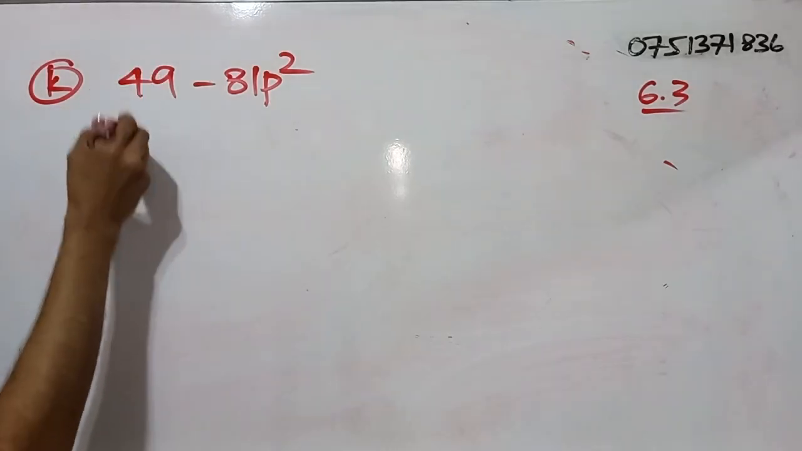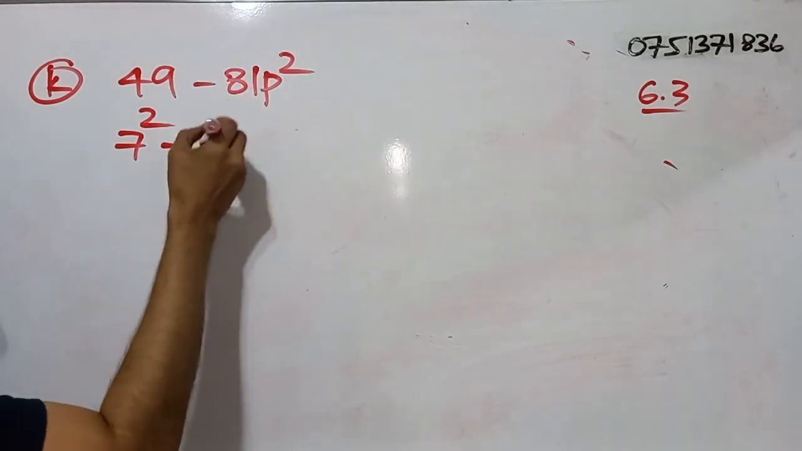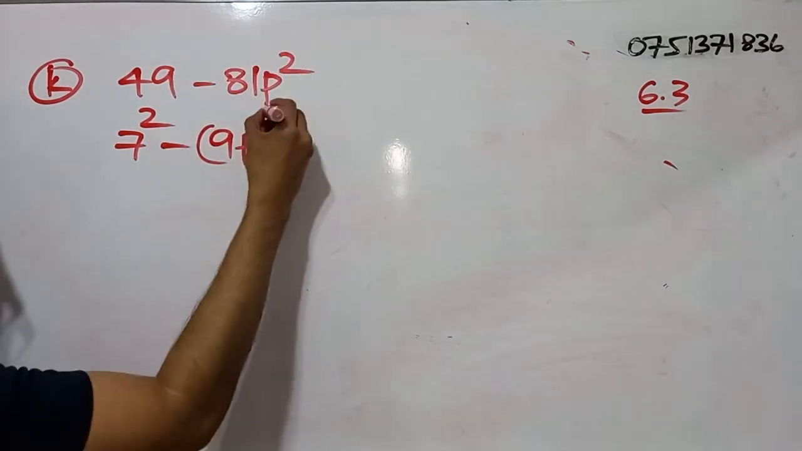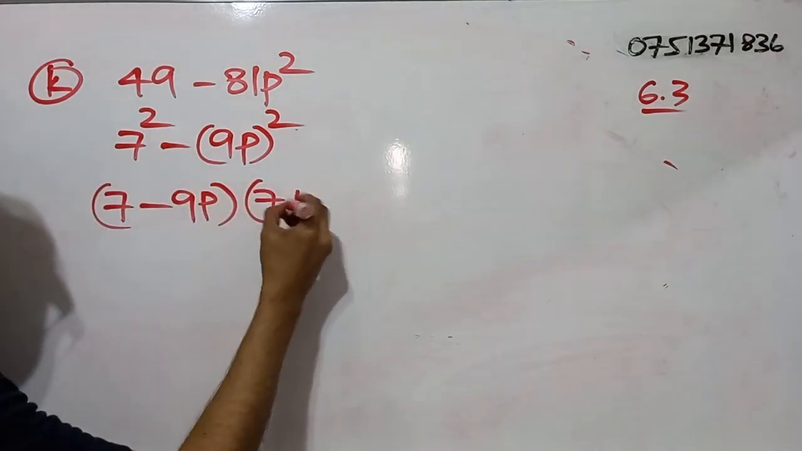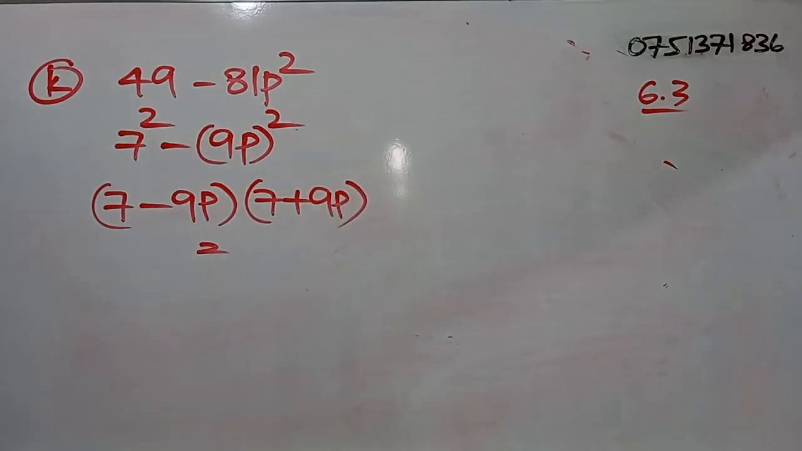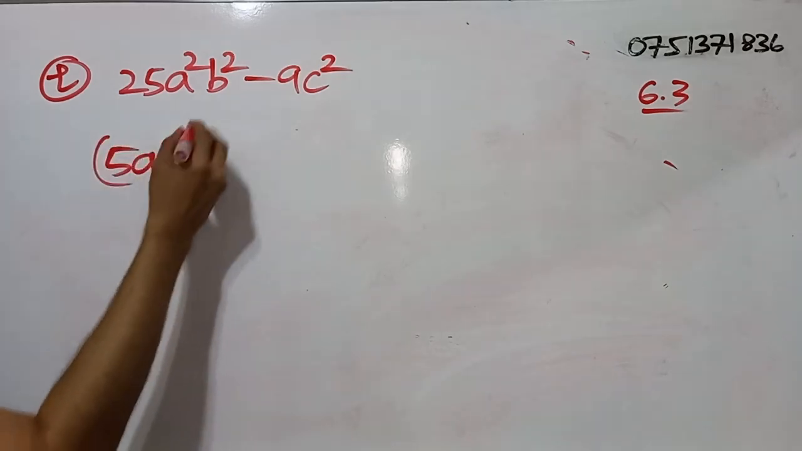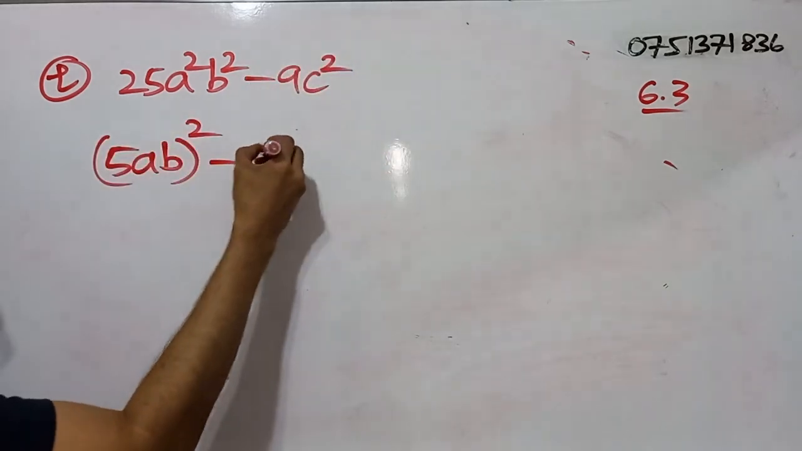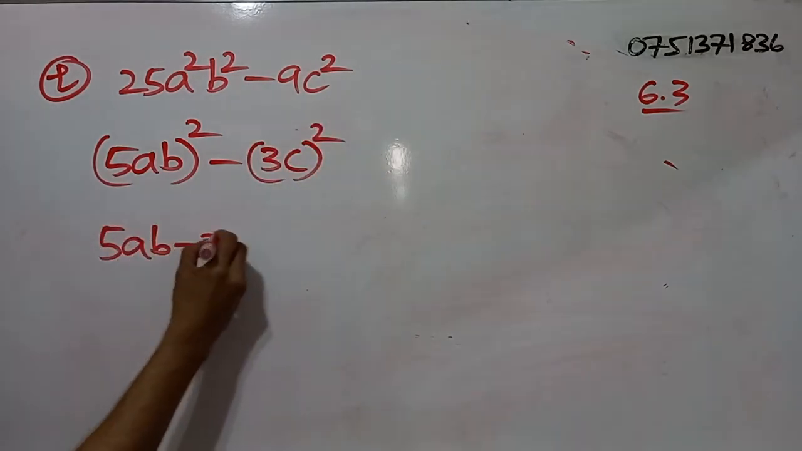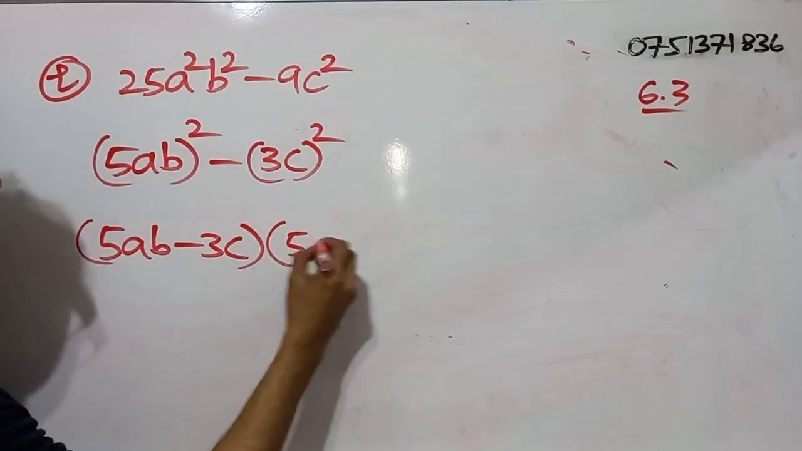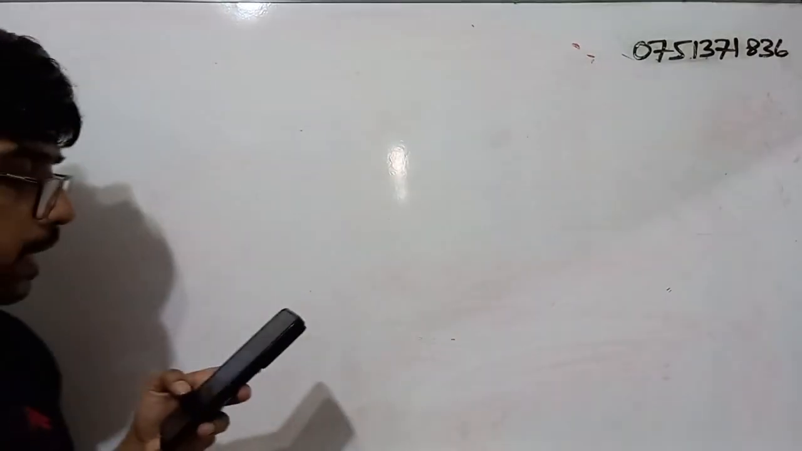Right. So 49 we can rewrite as what? 7 squared minus, this one we can rewrite as what? 9p the whole thing squared. So 7 minus 9p and 7 plus 9p. That's the answer. So here we can rewrite this term as what? 5ab the whole thing squared minus this term 3c the whole thing squared. So 5ab minus 3c, then 5ab plus 3c. This is the answer.